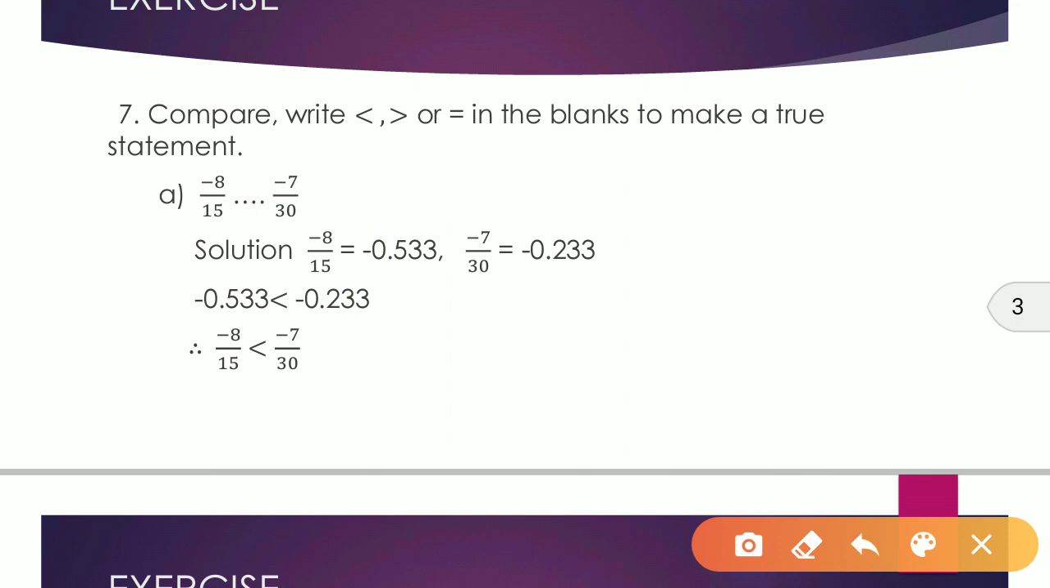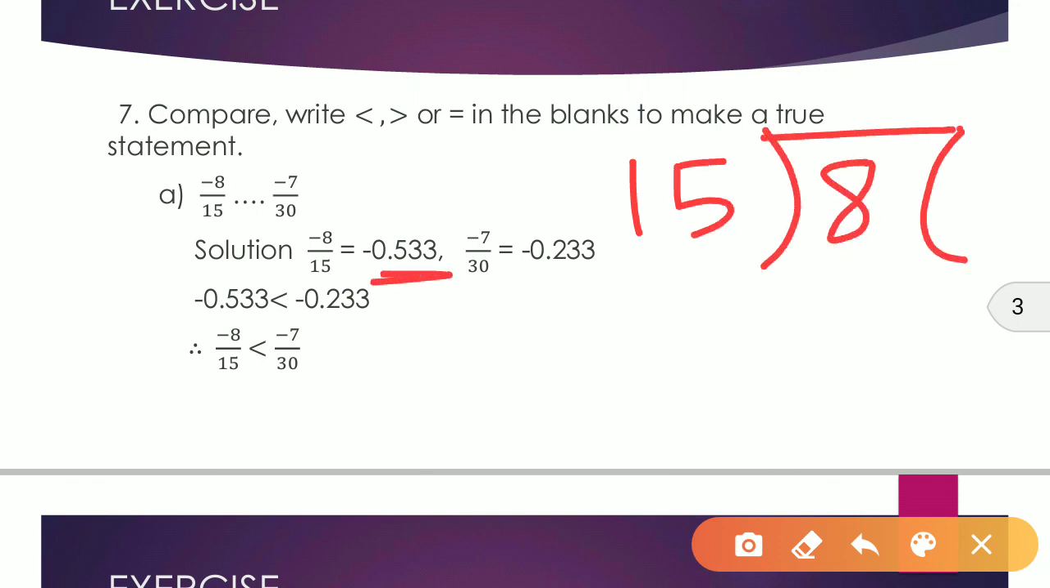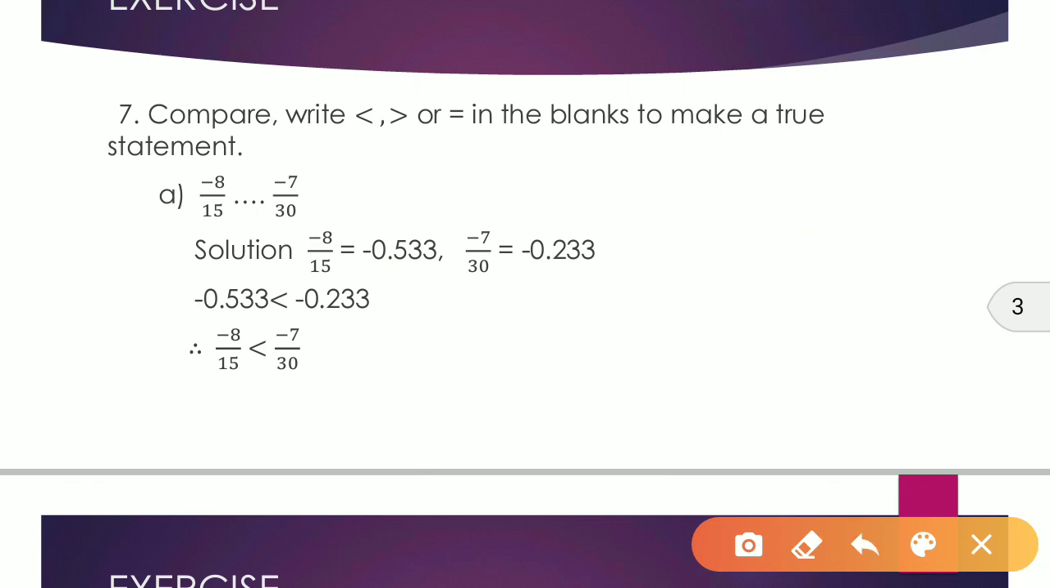So if you have to compare between minus 8 by 15 and minus 7 by 30, first you convert both the rational numbers into decimals. Minus 8 by 15 we can write, if you divide like this, you will get 0.533. The negative sign will be as it is. And if you divide minus 7 upon 30, you will get 0.233 with the negative sign.